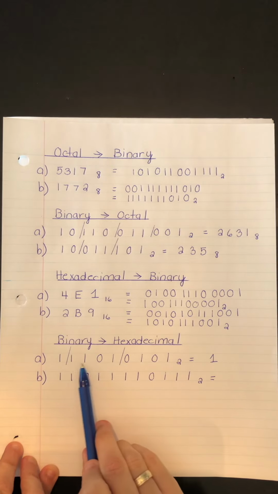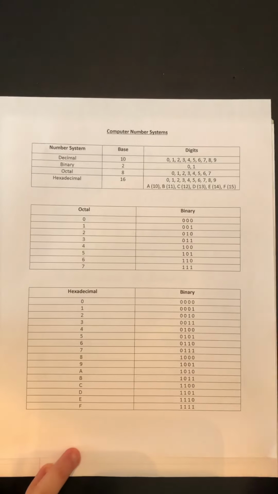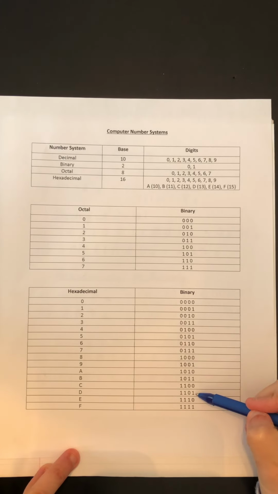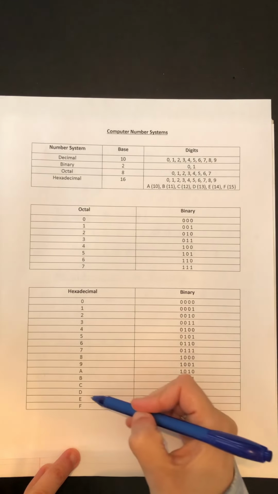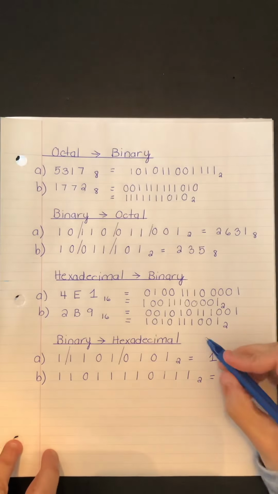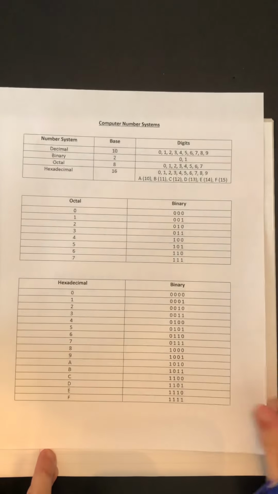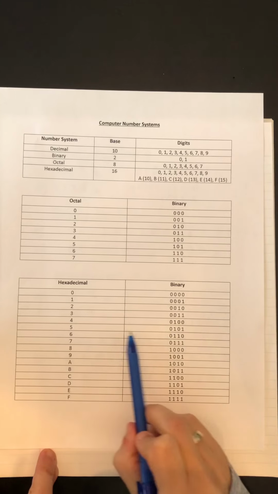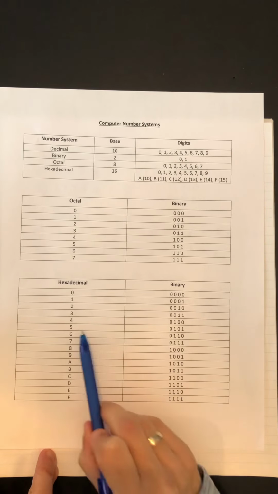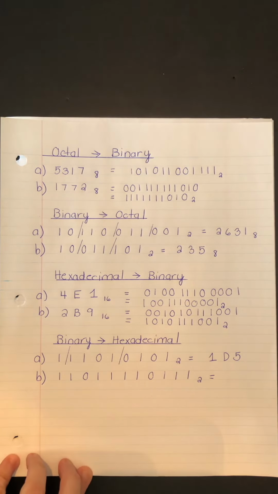Okay, now 1101, take a look at your chart. That's the digit D. 1101 is a D. Lastly, 0101 is here. 0101 is 5. Okay, so we end up with 1D5, base 16.